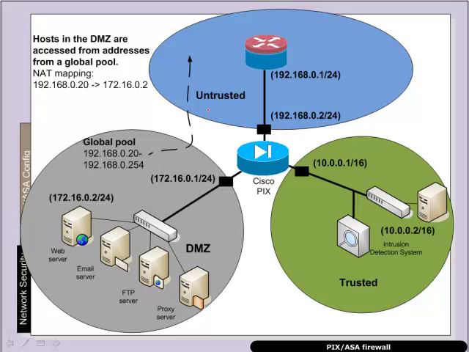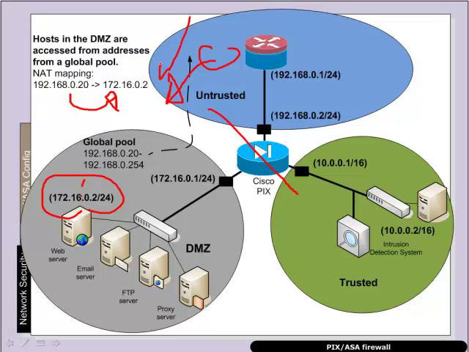The PIX ASA device typically supports network address translation, and with this we define a global pool. The global pool are the addresses which are used outside the network, and then we can have a mapping from our global pool into a local pool. So in this case, this host is accessed from outside through its global address.